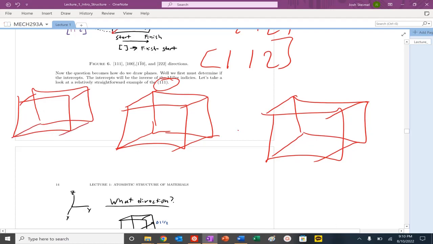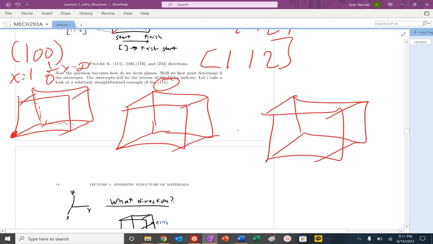So we did (111). How about (100)? Well, what are my intercepts? The x-intercept is 1. What's 1 divided by 0? Infinite. So my y-intercept is infinity, and my z-intercept is infinity. Basically, I'm never going to intercept this axis, I'm never going to intercept this axis, and I'm only going to intercept my axis right here. So my (100) plane, and you could change your origin as well.